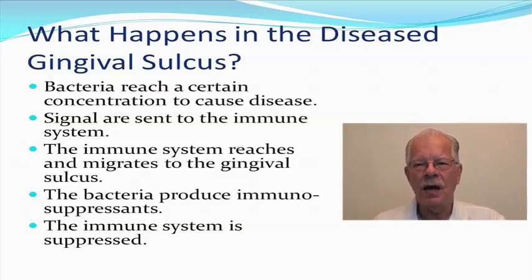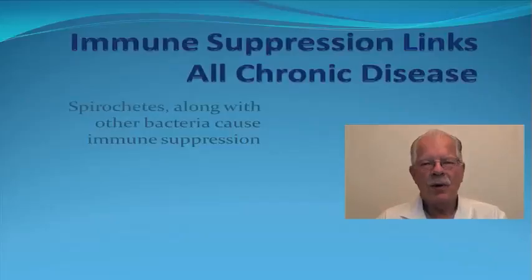So we need to immediately be alerted to the fact that if the implants' tissue is bleeding, we need to treat that immediately. So our patients know that when that happens, they need to come back to the office and we need to deal with it immediately. So immune suppression links all of these chronic inflammatory diseases. Spirochetes, along with several other bacteria, are capable of doing this immune suppression.